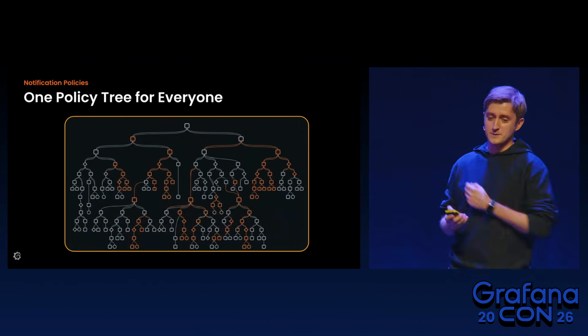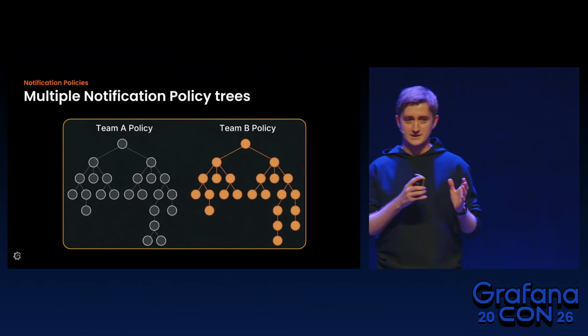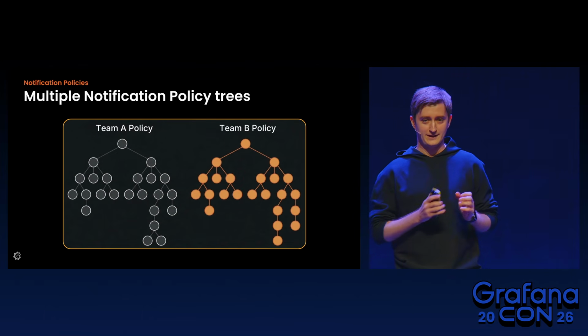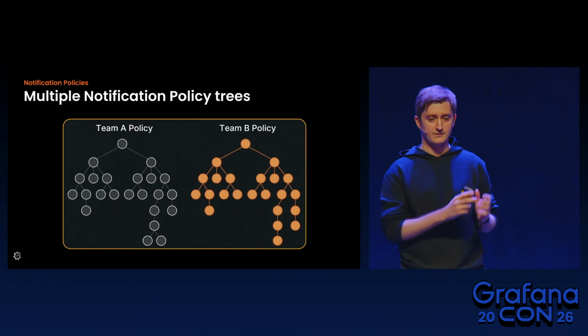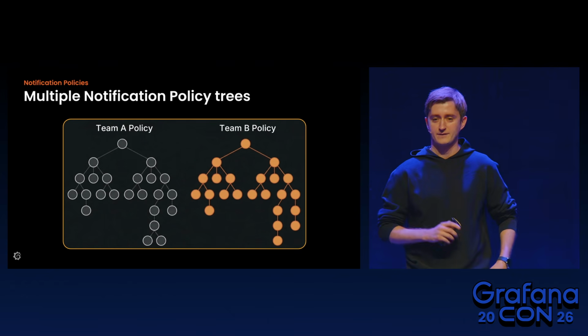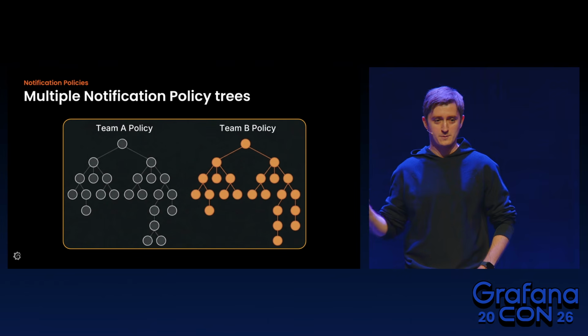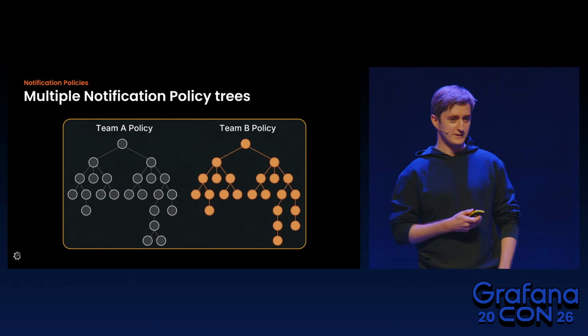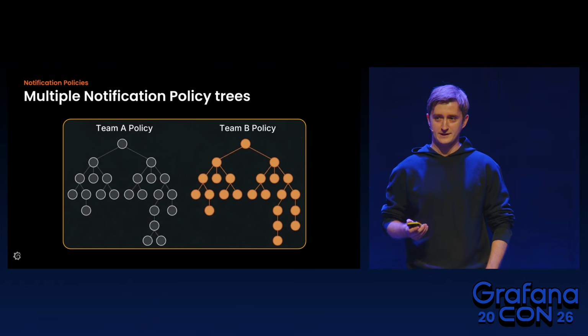So we fixed that as well. And now you can have multiple notification policy trees, where each team gets their own routing, small config, and they can change it however they want. So changes to one tree don't affect anyone else. You can't break someone else's alerting by accident. And that's how Grafana now scales with both your infrastructure and your teams.